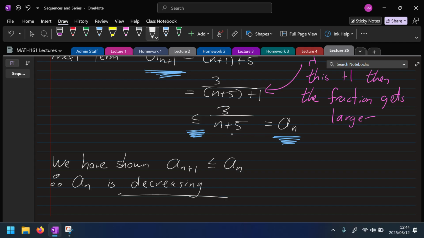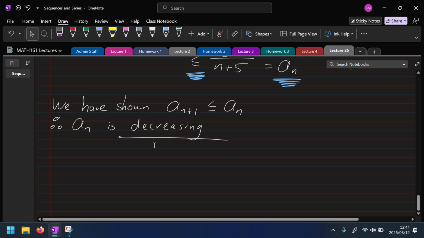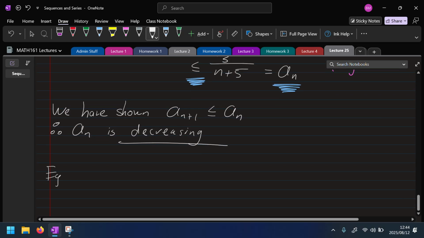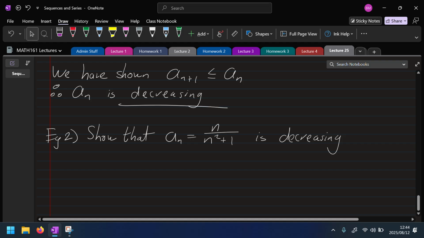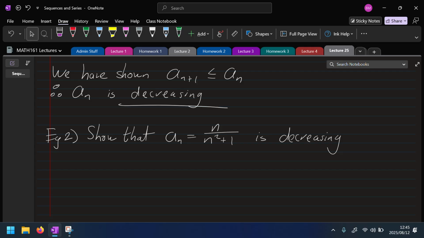No questions. Okay, let's have a look at the second method with another example. So example 2. Show that a_n equals n over n squared plus 1 is decreasing. So what we're going to do is first assume that it's decreasing. We're going to write out that formula. Then we're going to have a bunch of algebra steps all the way down. And we're going to show that what we started with was true.